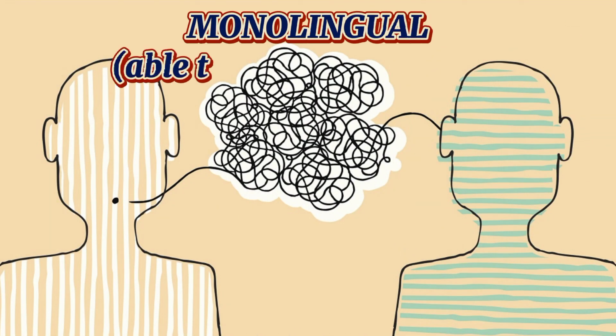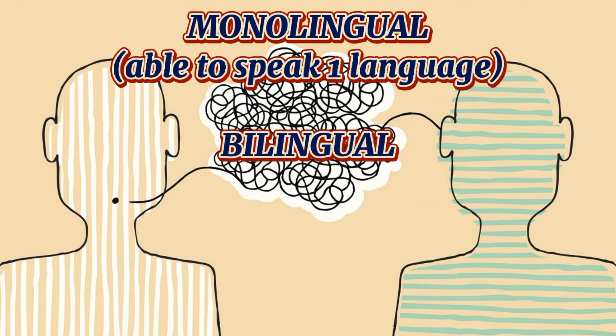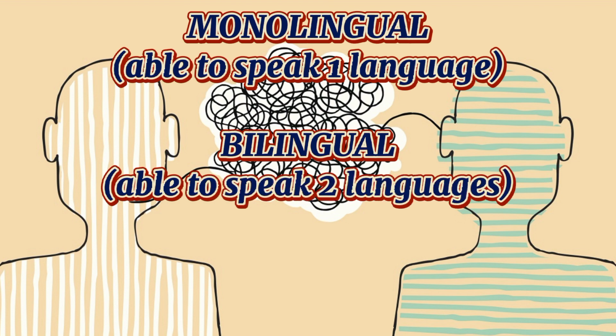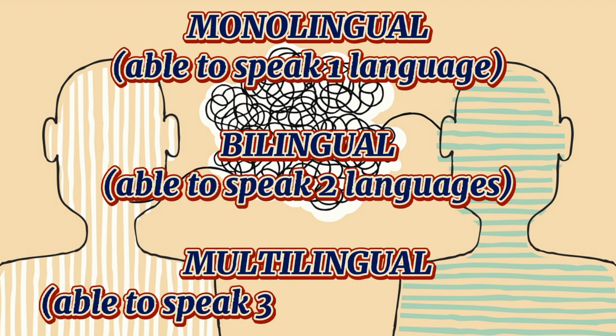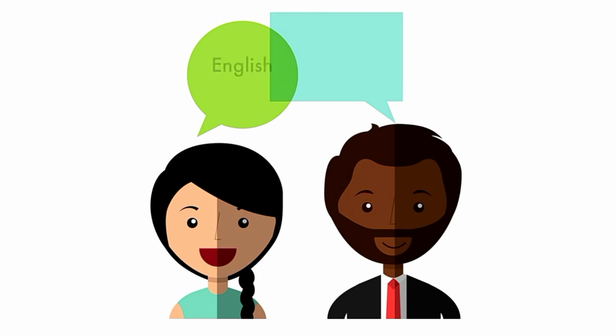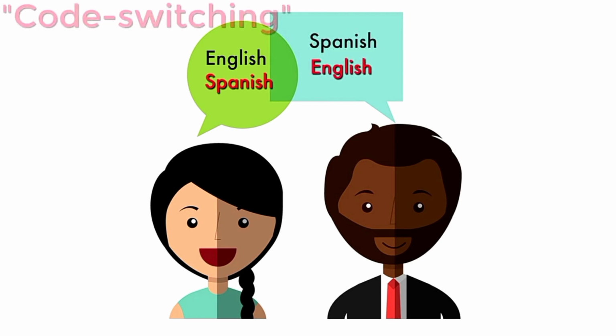Some people are monolingual and speak just one language. Other people are bilingual or multilingual and speak more than one language. Bilingual or multilingual people sometimes switch back and forth between two or more different languages. This is called code switching.